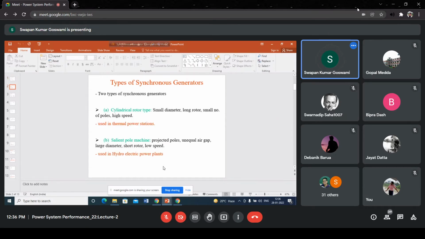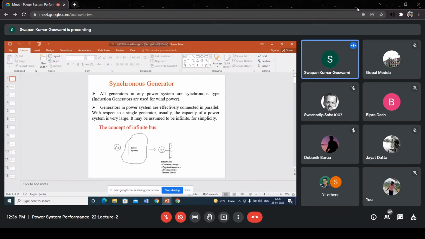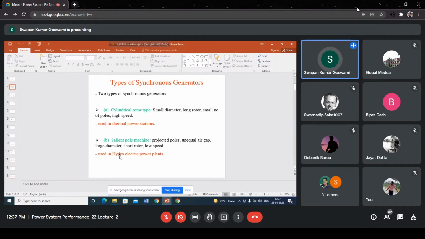Then regarding the synchronous generator, we shall be talking about the generator that is connected to the power system. So far we have discussed the infinite bus to which this generator is connected. Now let us see the synchronous generator. What are the types of synchronous generator? You know that there are two types. One is the cylindrical rotor type, another is the salient pole type.